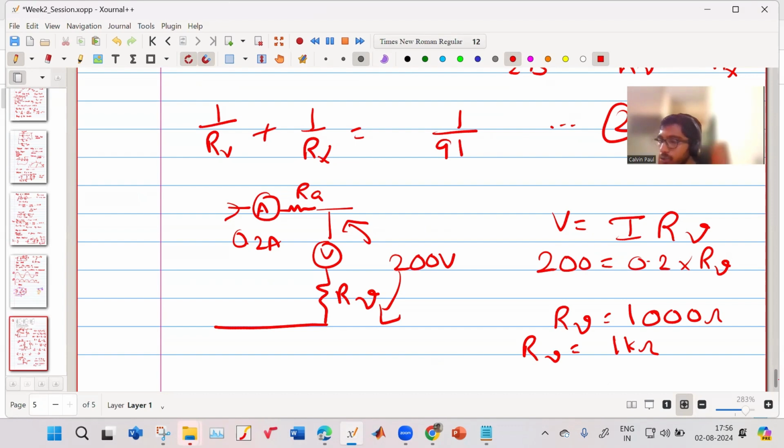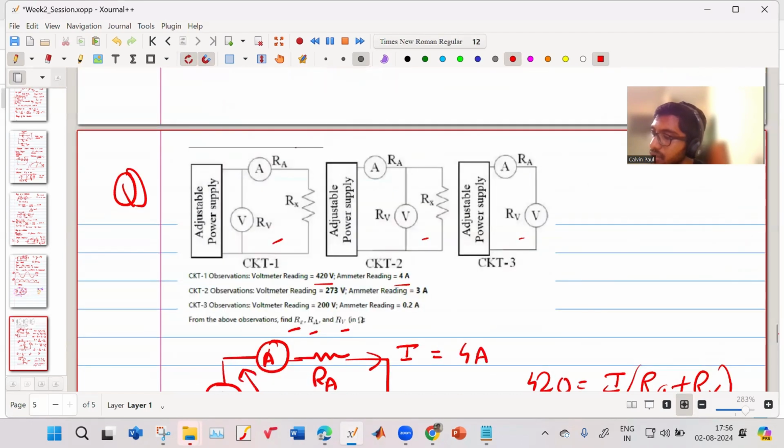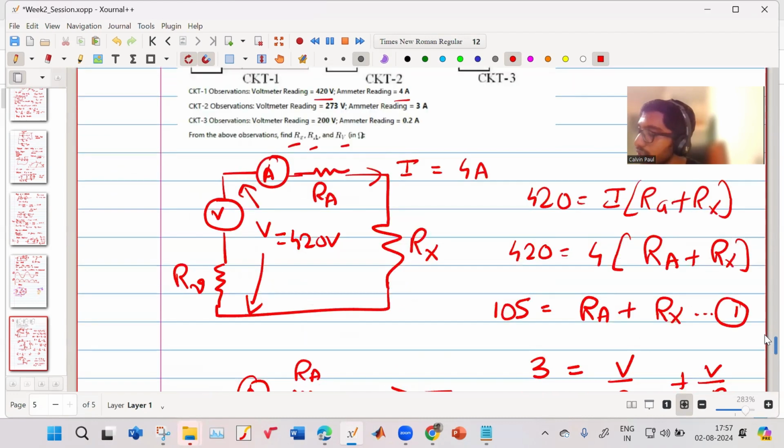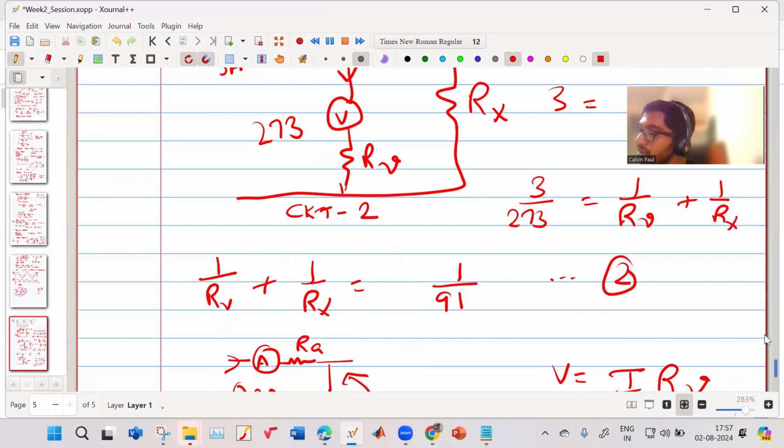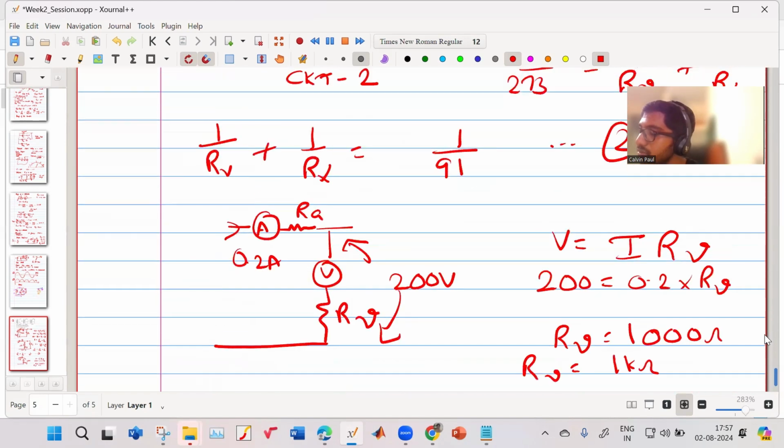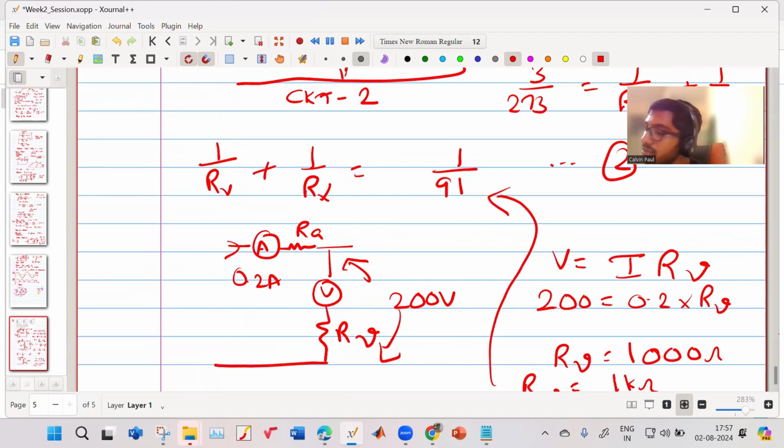Any doubts over here? The main part you must understand is, although I'm replacing the voltmeter with a voltmeter and Rv, the drop it is measuring is only across the voltmeter. The internal resistance of the ammeter is not coming into the picture. The ammeter is measuring the actual current in the circuit. That is why we are able to get Rv. So now that Rv is 1 kilo ohm, we substitute it in the equation here.